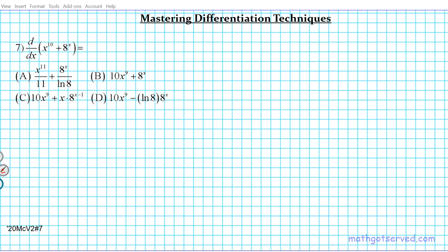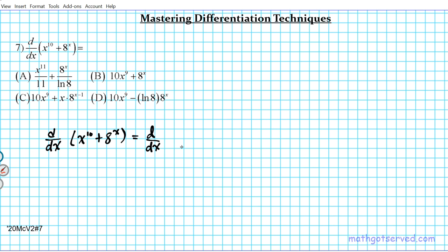All right, in question number 7, we're going to be working on our differentiation techniques. Have you mastered your differentiation techniques? Well, this question is going to test you right now. Okay, so in question 7, we're looking for the derivative with respect to x of x to the 10 plus 8 to the x. Okay, so let's go ahead and differentiate that. We're going to carry out term by term differentiation.